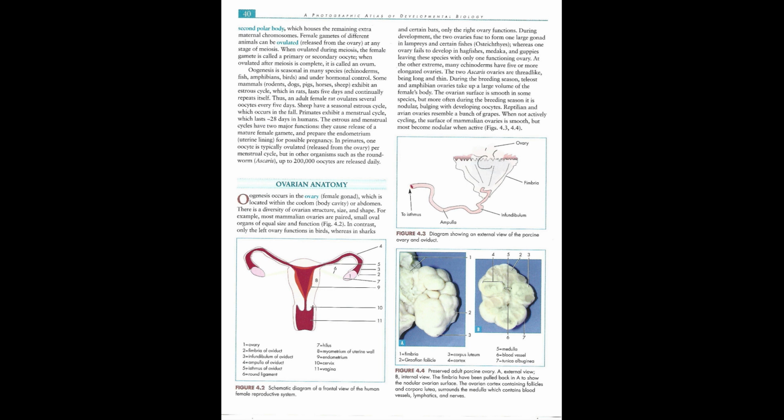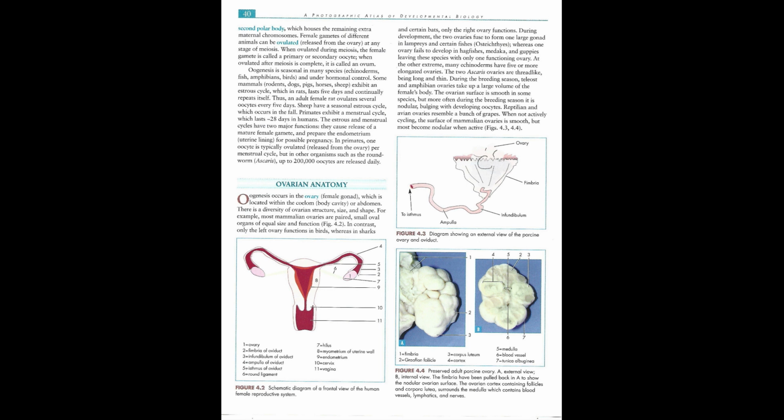In contrast, only the left ovary functions in birds, whereas in sharks and certain bats, only the right ovary functions. During development, the two ovaries fuse to form one large gonad in lampreys and certain bony fishes, Osteichthyes, whereas one ovary fails to develop in hagfishes, medaka, and guppies, leaving these species with only one functioning ovary. At the other extreme, many echinoderms have 5 or more elongated ovaries. The two Ascaris ovaries are thread-like, being long and thin.